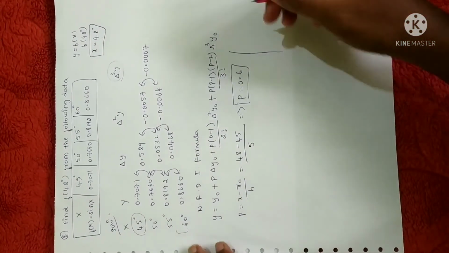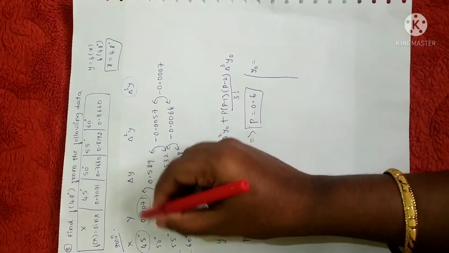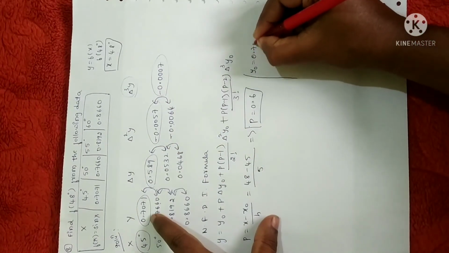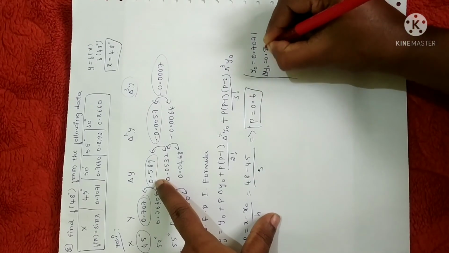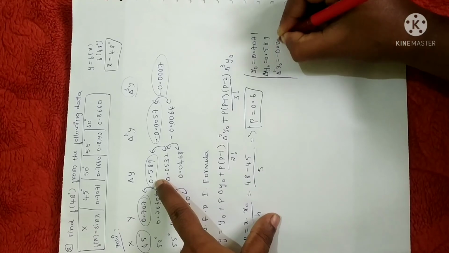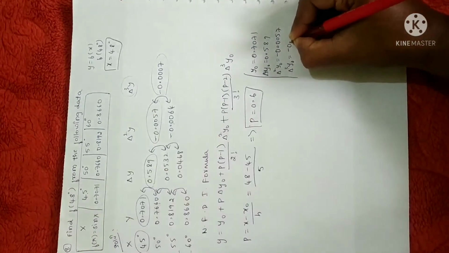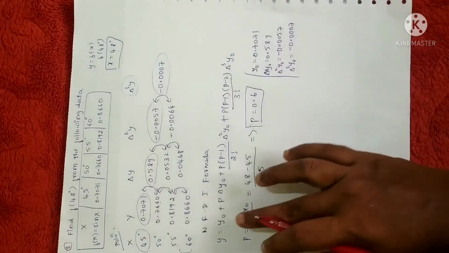Now let me make a list of all the values that we require to calculate. That is y naught. Y naught is the first value, delta y naught, all the first values. So y naught is 0.7071. Delta y naught is 0.0589. Next, delta square y naught is minus 0.0057. Next, delta cube y naught is minus 0.0007.